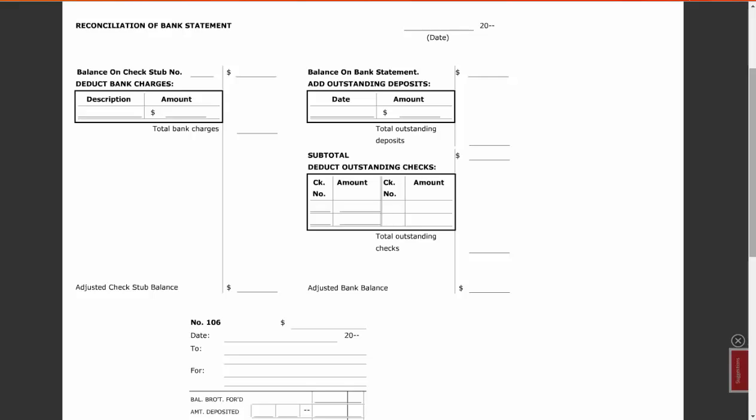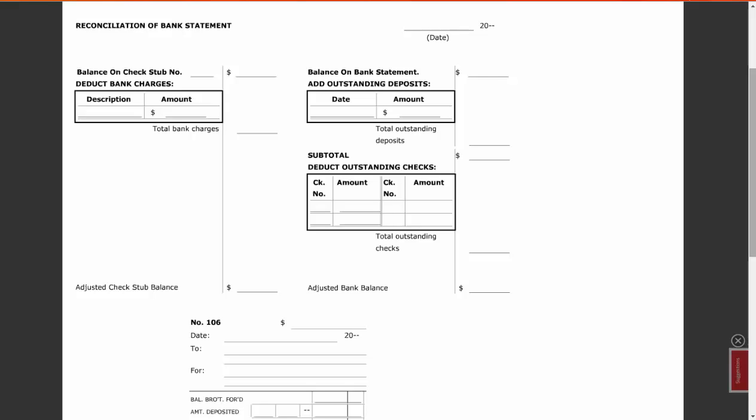This is the part that takes a little bit more work, and this is where we have to start first with the balance on the bank statement. It will be printed, balance on bank statement is, blah, blah, blah, and you put that number right here on the top. Now, notice that word right here, add, okay? And we're going to add deposits.